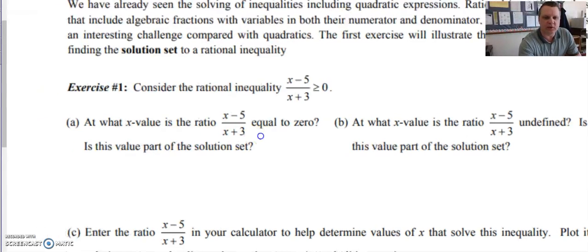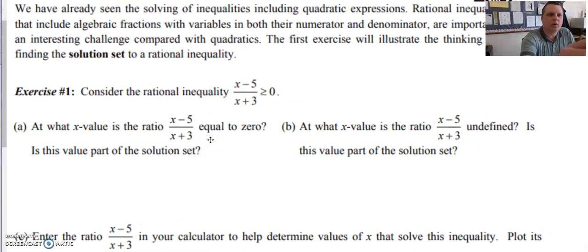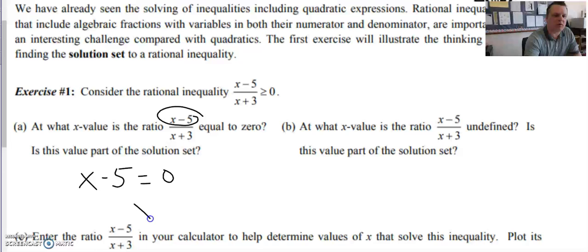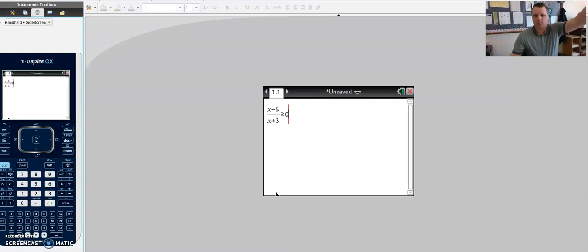So in order for it to be equal to 0, the numerator has to equal 0. So x minus 5 equals 0, x equals 5. So that is the value that will make it equal to 0. Now, to determine if it's part of the solution set, we need to plug in 5 for x in the original equation.